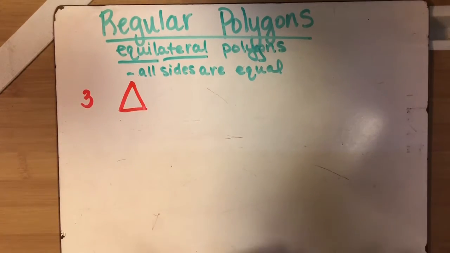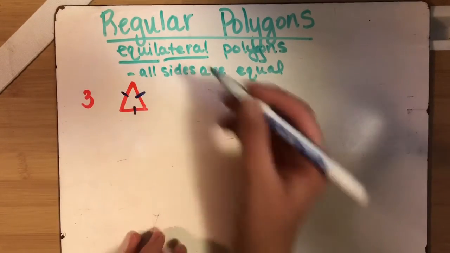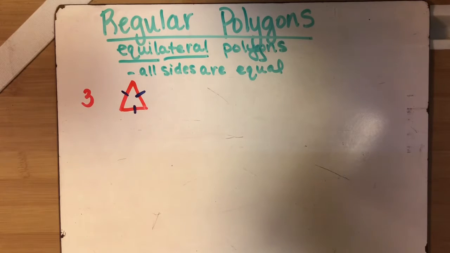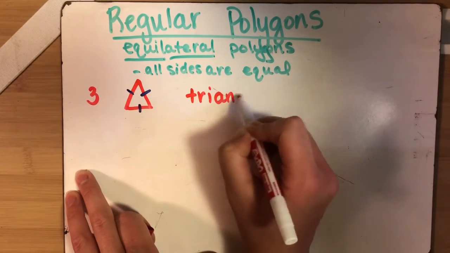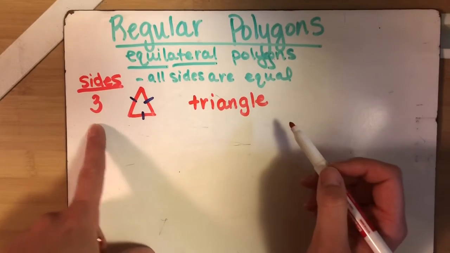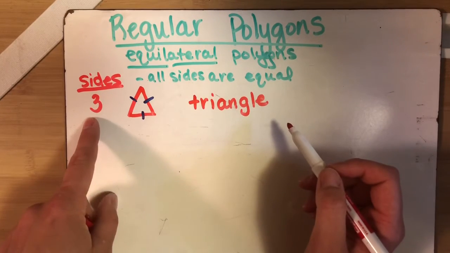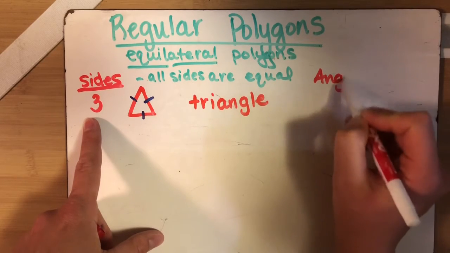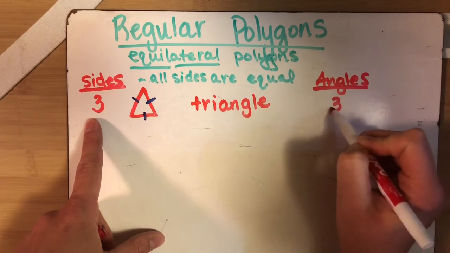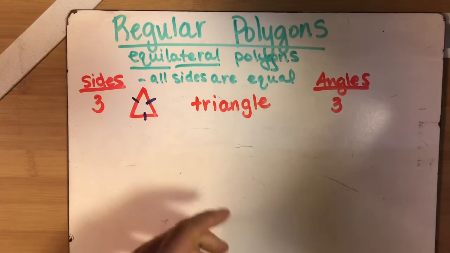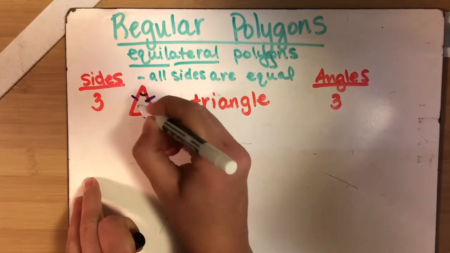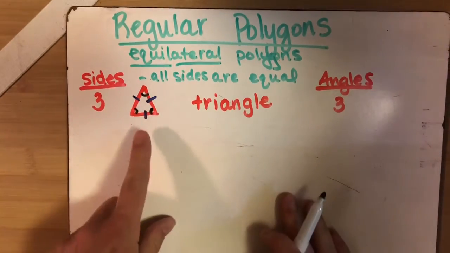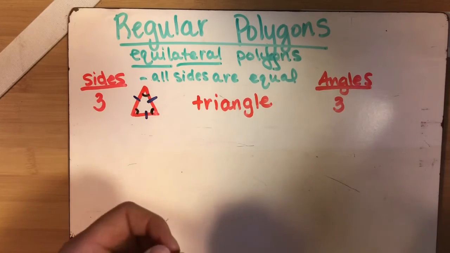So to show that this triangle is all equal sides, remember we put those little marks, and that means that it's all the same length on each side. And this one is called a triangle. And whatever the amount of sides a polygon has, that's how many angles it has as well. So if we look on here, this polygon has 3 angles inside it. So it has an angle right here, has an angle right here, and there. So because it has 3 sides, it's going to have 3 angles.